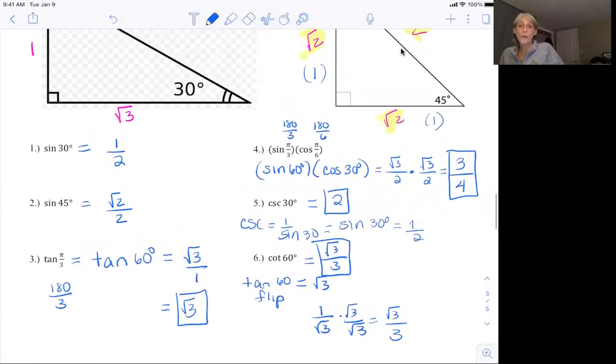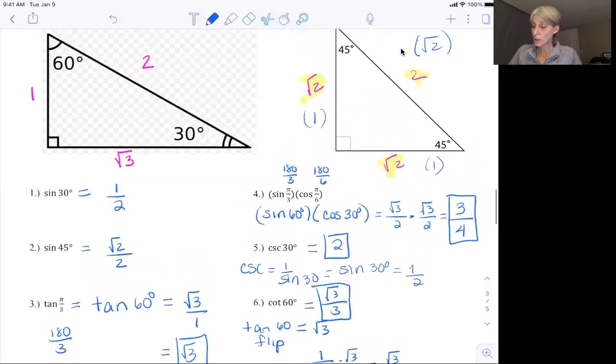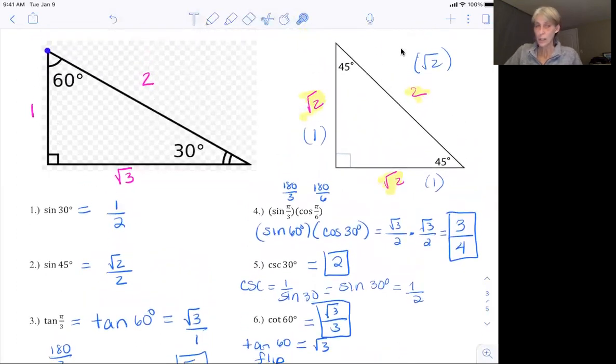This one probably would have been easier if we just had done it in the original, I believe. Ooh, I did something wrong. Cotangent 60.